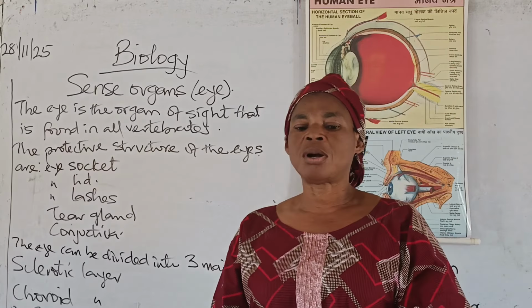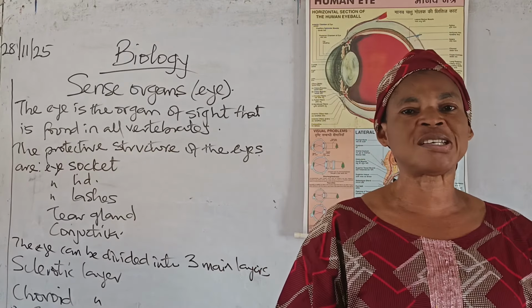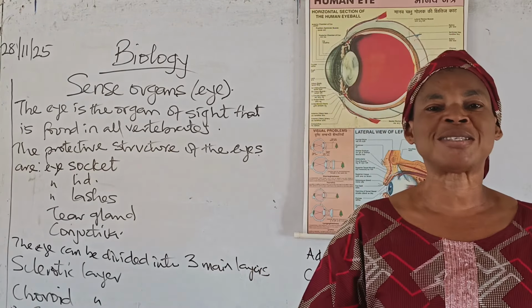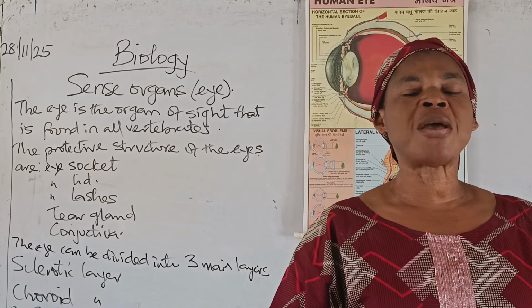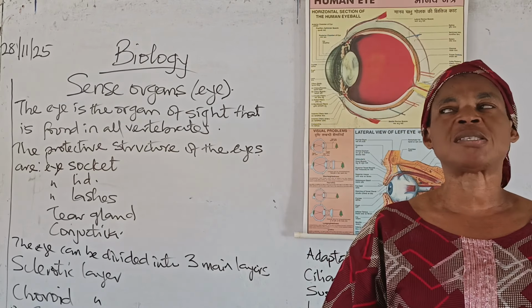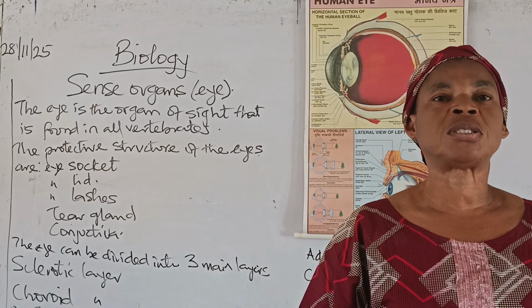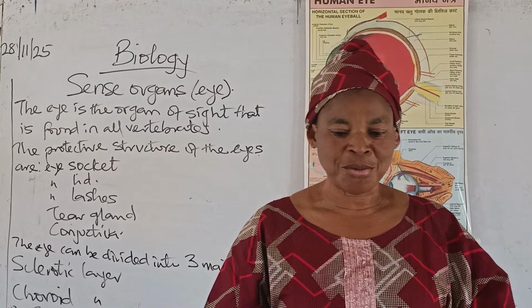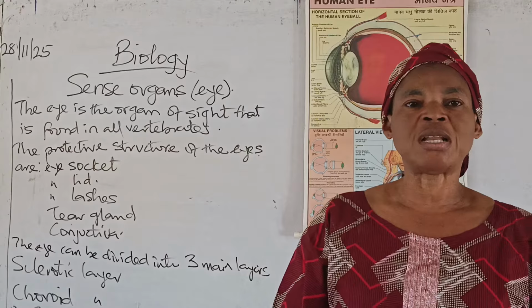The eyeball is attached to 6 muscles. The 6 muscles enable the eye to move in all directions, that means sideways, upwards, and downwards. And I have a model of the eye.